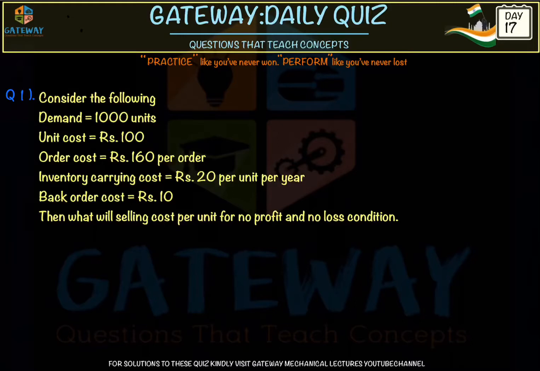Inventory carrying cost is rupees 20, generally per unit per year, and in the back order case, back order cost is rupees 10. Then what will be the selling cost per unit for no profit and no loss condition? So here a back order condition was given, nothing but a back order inventory policy condition.